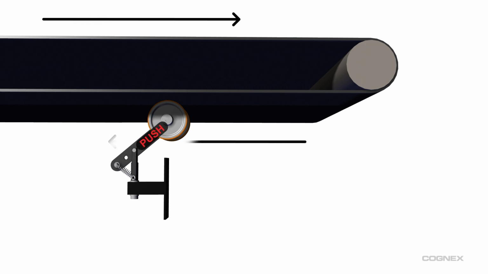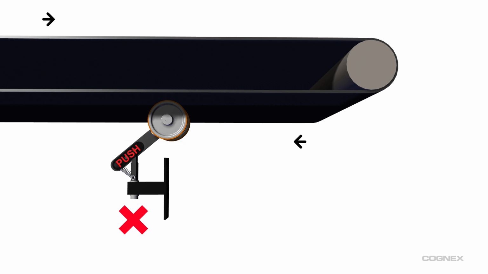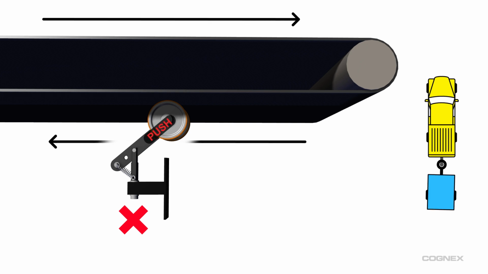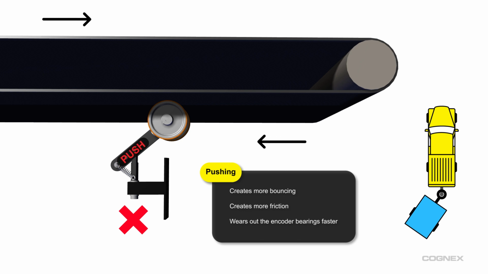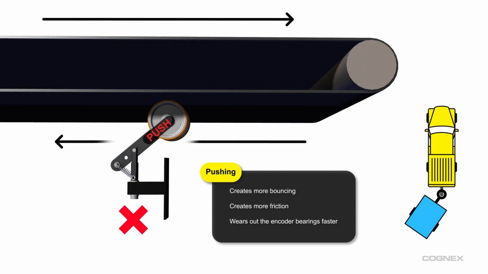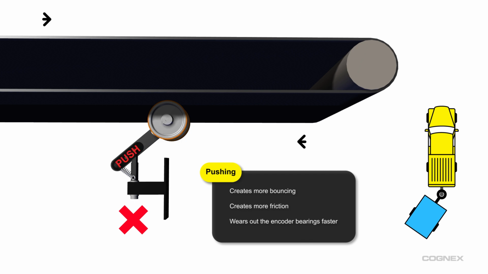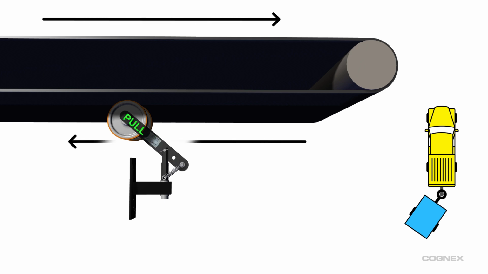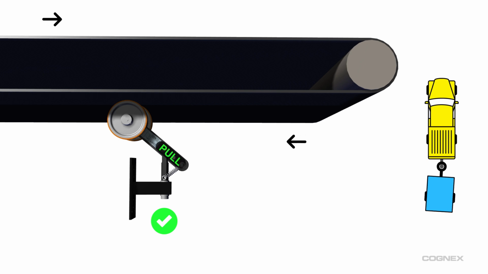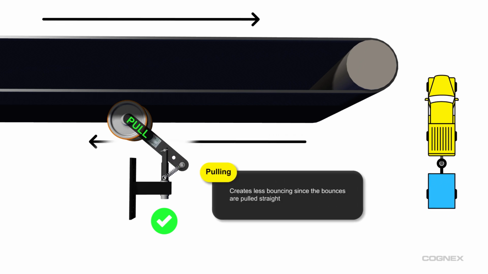When assembling an encoder, the mounting direction is extremely important for proper use. If the encoder is pushing against the belt, there is potential for the encoder to rotate left or right, like trying to drive in reverse with a trailer attached. With pushing an encoder, there's likely to be more bouncing, more friction, and wearing out the encoder bearings faster. If the encoder is being pulled by the belt, the encoder is less likely to turn, like a trailer being pulled by a truck. Pulling the encoder will result in less bouncing, since the bounces will be pulled straight.